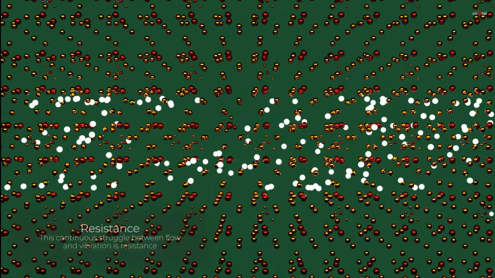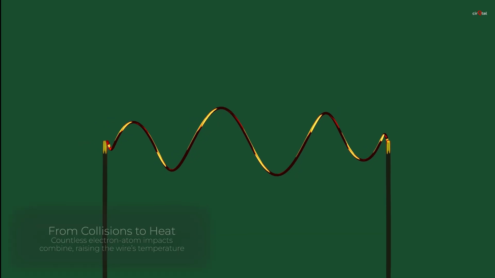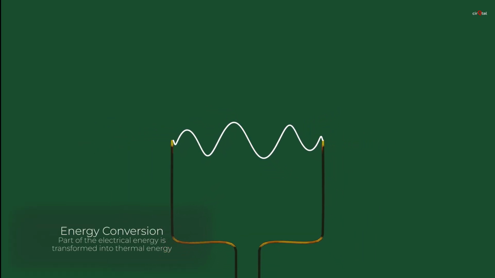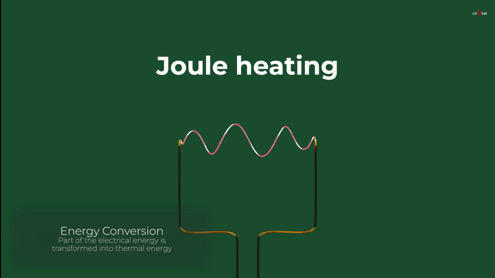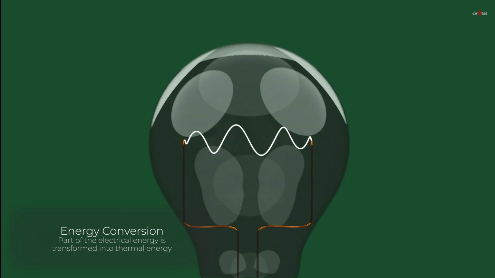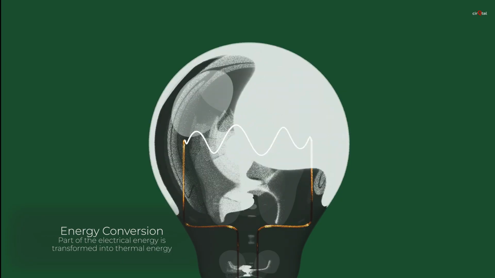Resistance is just the opposition that a material gives to the flow of electric current. And something else happens. Each collision steals a bit of energy from the electrons. That energy does not disappear, it becomes heat. This is called Joule heating. It is the reason a bulb filament glows. It is why wires feel warm when a lot of current flows through them.